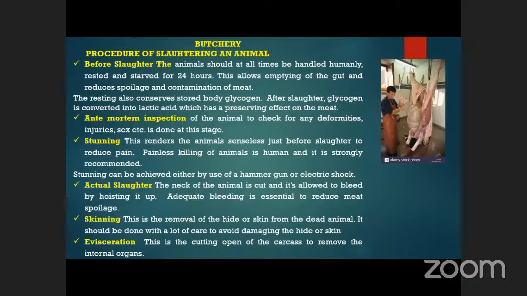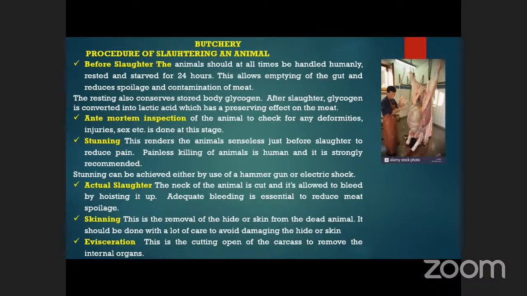Butchery, procedure of slaughtering an animal. Before slaughter, what should be done? The animals should at all times be handled humanely. Please don't go and fight with the animal. Humanely rest the animal, starve it, make it not eat for 24 hours. 2 days, no eating.